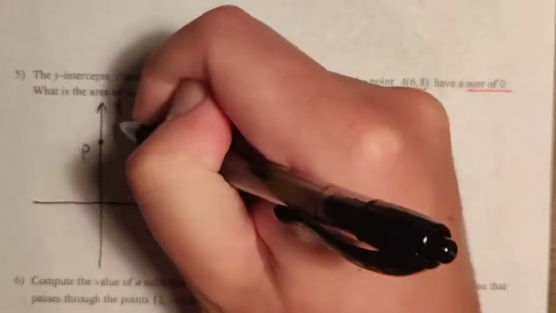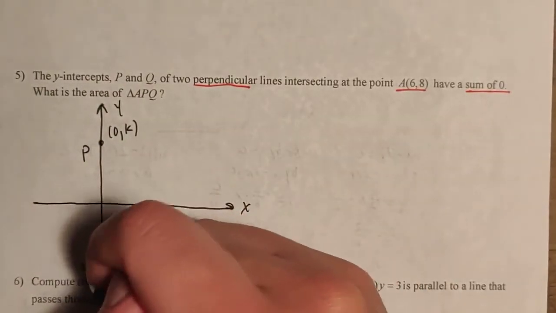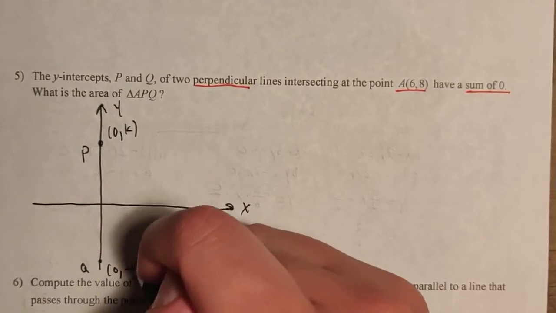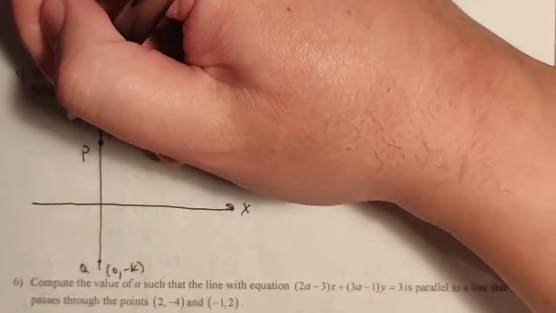So let me call this point here P. This is the point (0, K). The other intersection point is going to be down here. This is going to be the point (0, negative K), where K is some positive number that represents the y-intercept here. Now we can go ahead and sketch our lines.